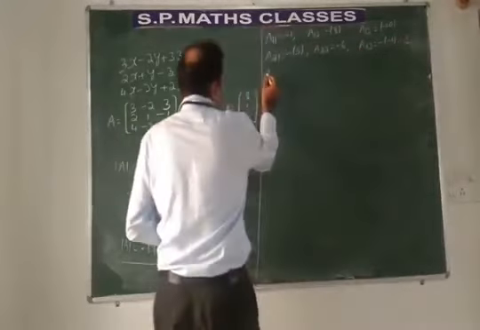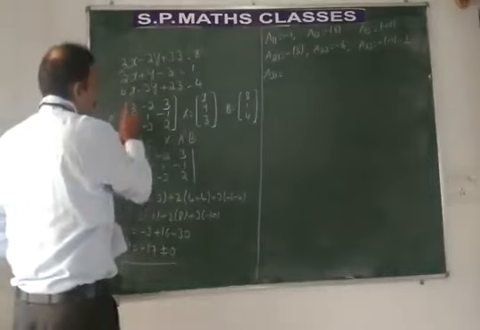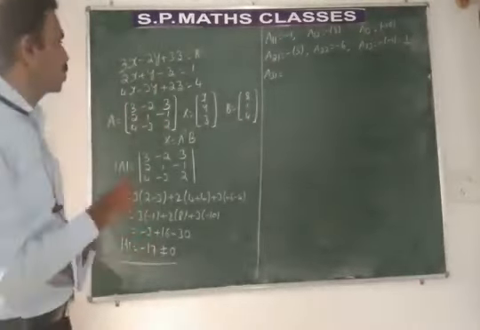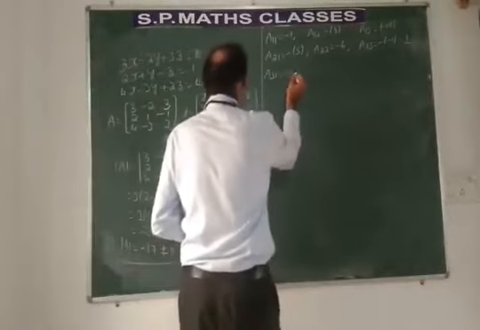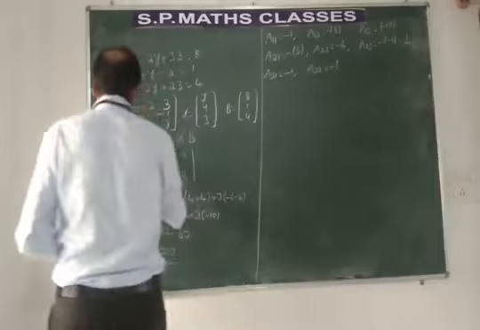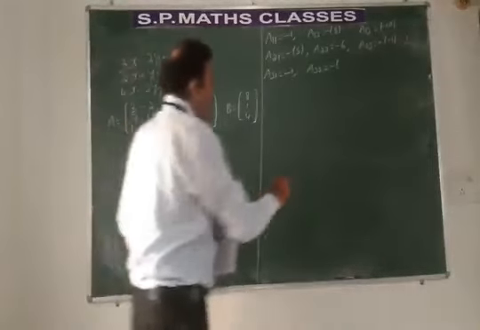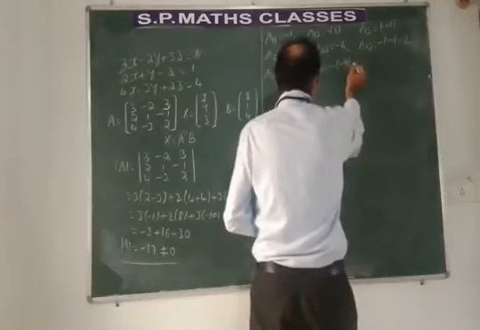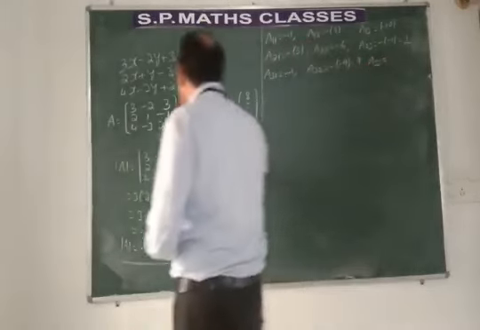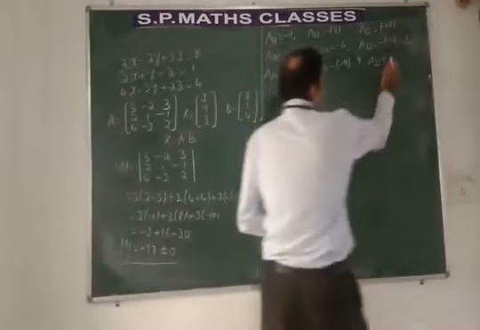Further, I take up A31, the sign is positive, cofactor of 4: leave that row and column, minus 2 into minus 1, 2 minus 3, which is equal to minus 1. I find out A32, cofactor of minus 3: you leave the row and column, minus 3 minus 6, it is minus 9, so we will be getting plus 9. A33, cofactor of 2: leave the row and column, 3 plus 4, you will be getting 7.